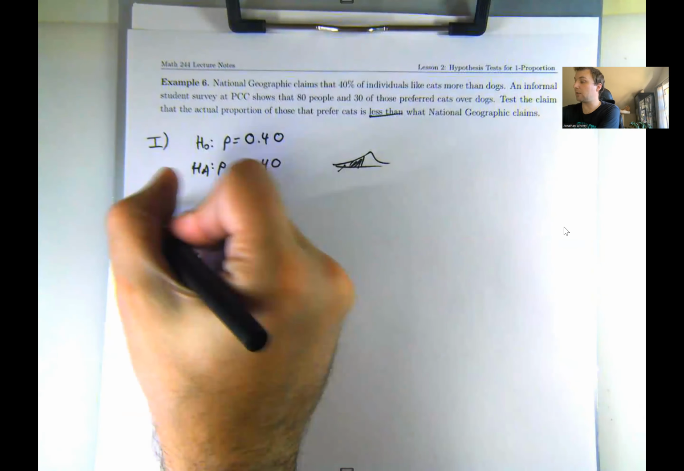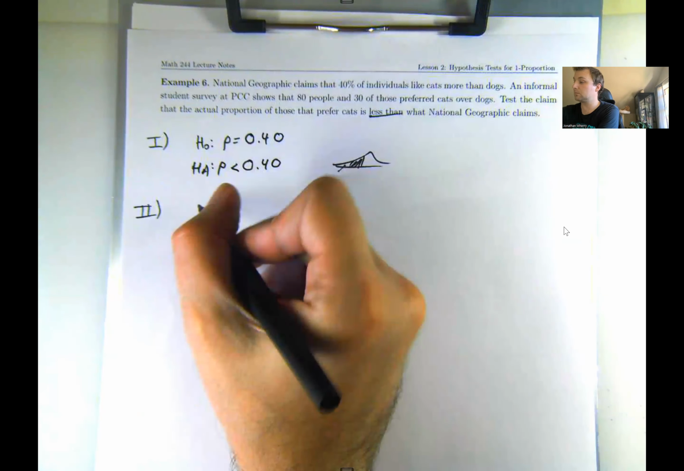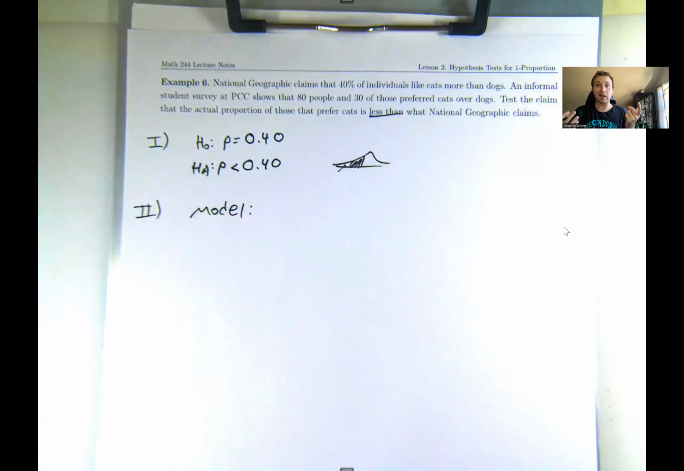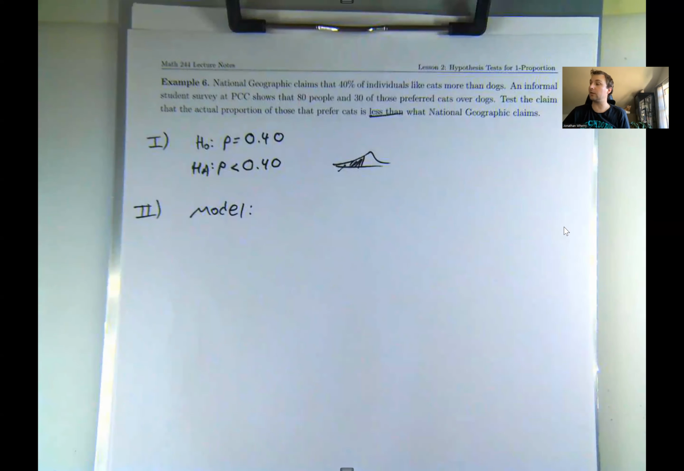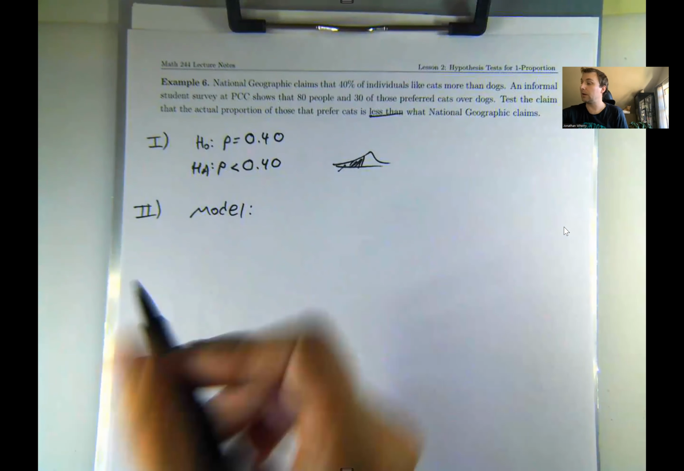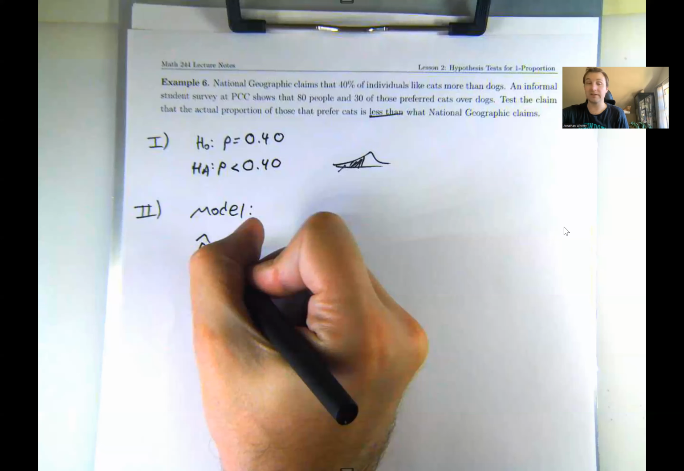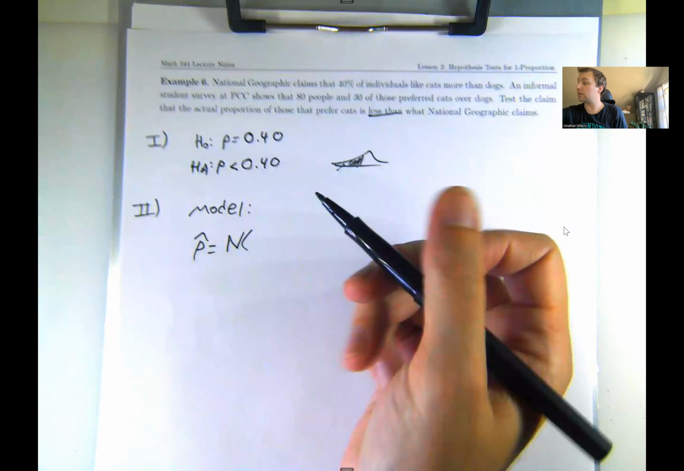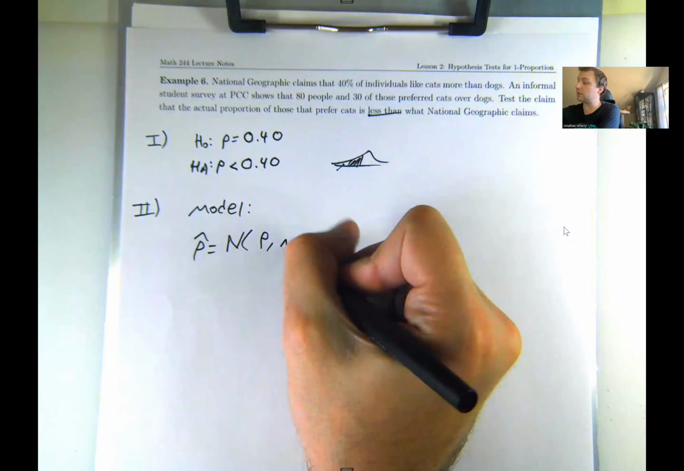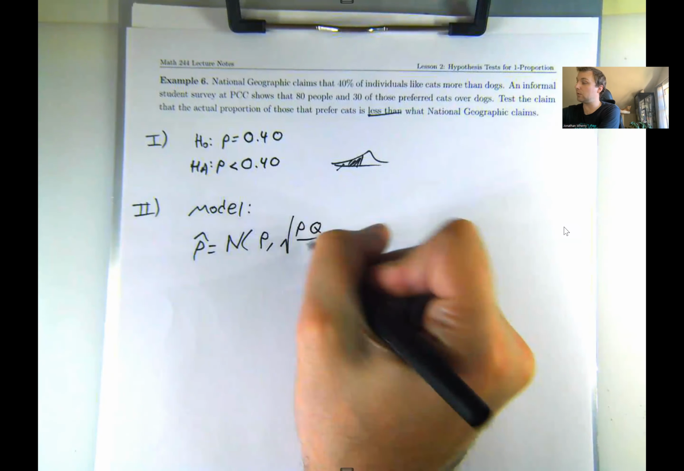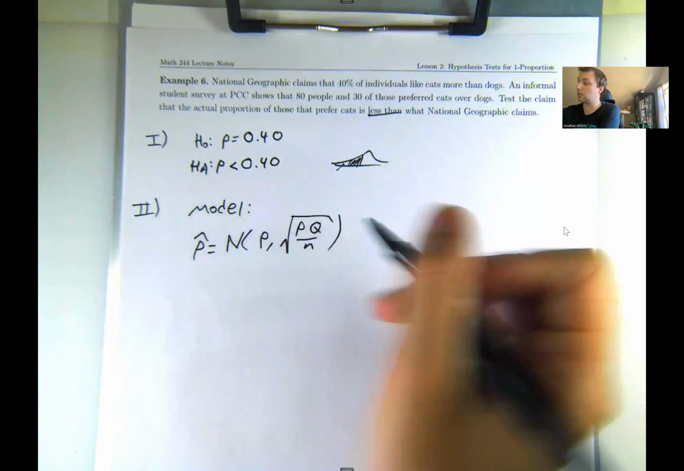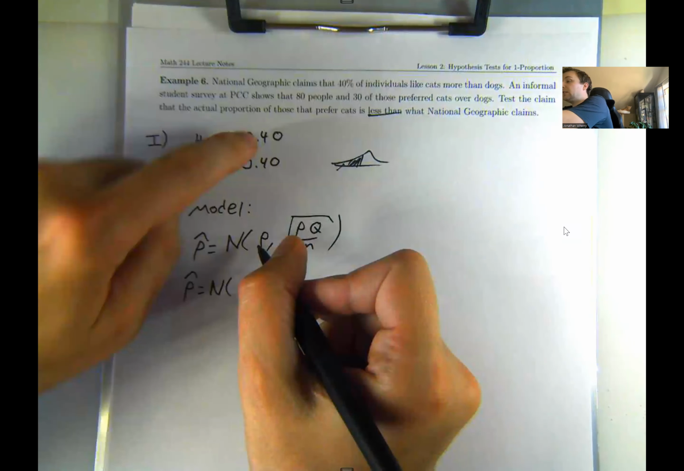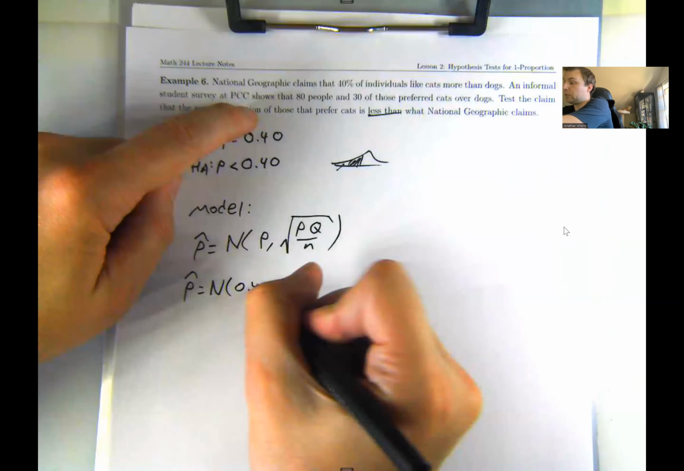Second step is the model. I actually have a bunch of options when it comes to the models. I could use binomials, I could use normal approximation for binomials, but one of the most common ones for proportions is this p-hat model. P-hat is normally distributed with the center of p and the standard deviation of the square root of pq over n. P-hat is the name of the model, N stands for normal, and p is coming from the claim, 0.4.